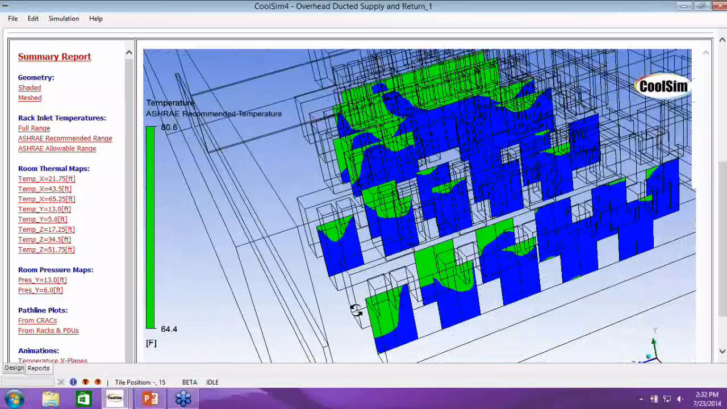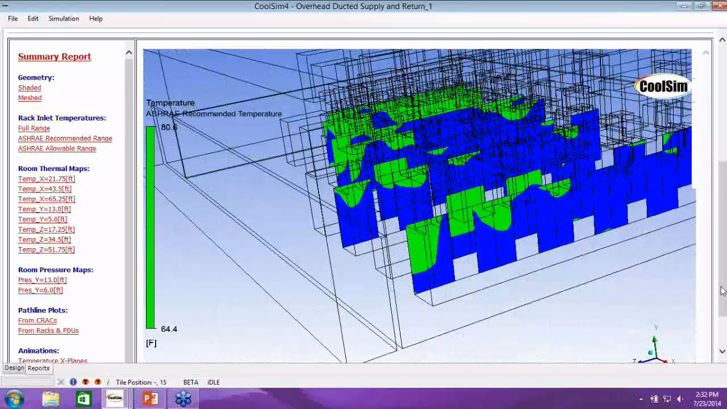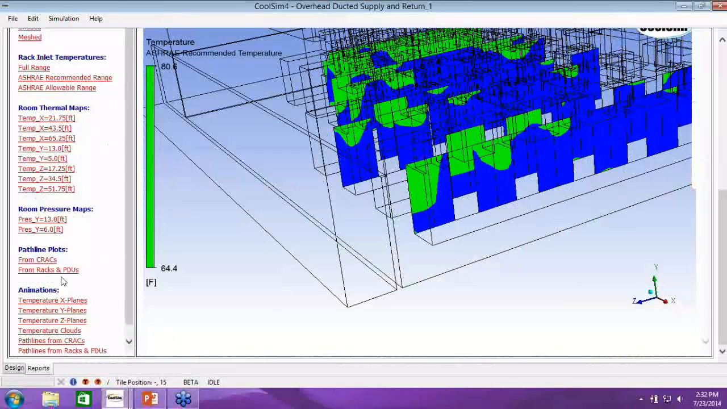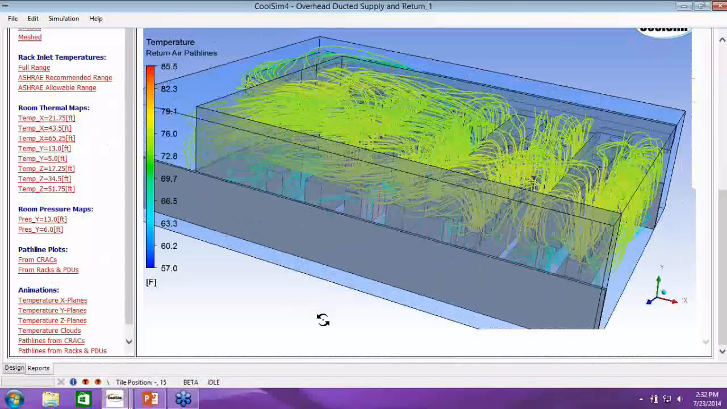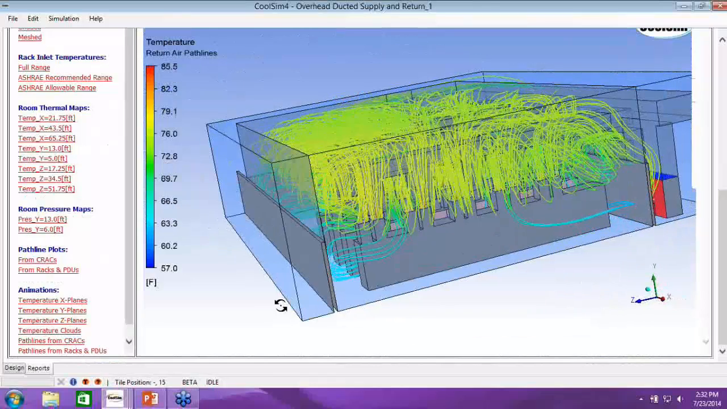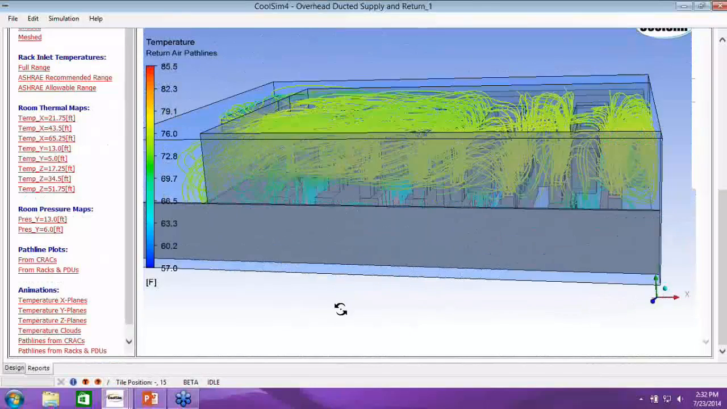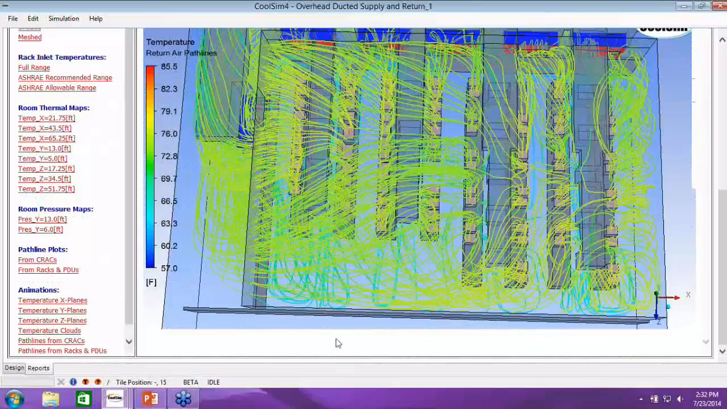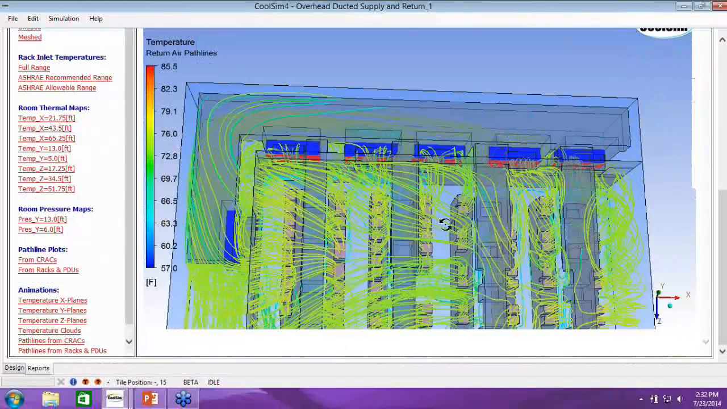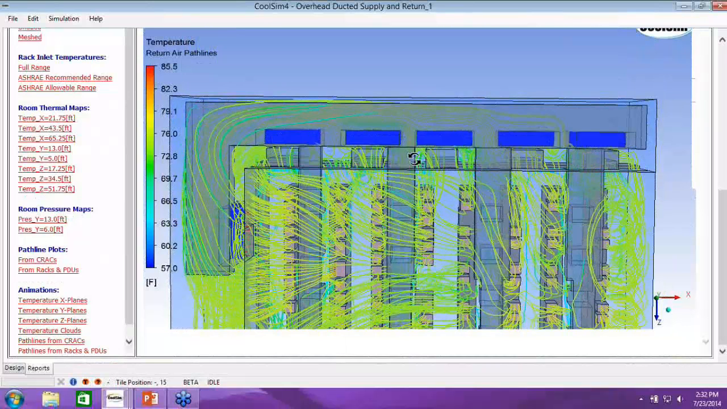here. Now to look at the airflow itself, we have other plots such as return air here. This is the air coming back from the cooling units, from the racks to the cooling units. Now in this case, the air comes back through these channels here on the side, so it's coming back into this ducted area here for the most part.